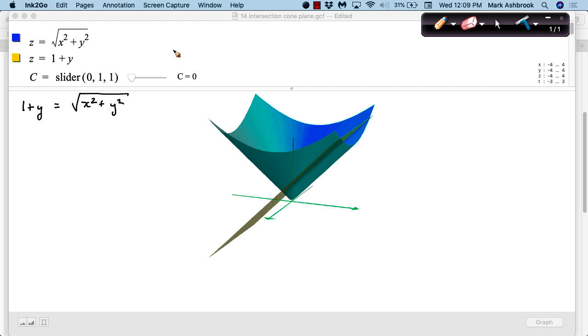Just a side note, you don't set equations equal to each other. Students say that all the time. We're combining the equations. There are different ways to combine equations, but you never take two equations and set them equal. Here, since they're both equal to z, they're equal to each other, right? So 1 plus y equals that. All right, first step, get rid of the square root.